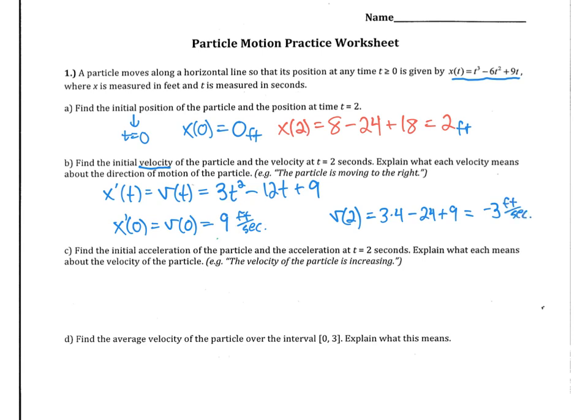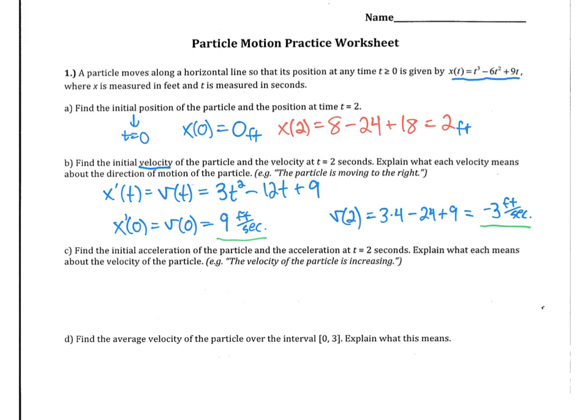What that number means, the 9 feet per second, is that because it's positive, the particle is moving towards the right. So at time 0, the particle is actively moving to the right of the number line. And for the other velocity, because it is negative, that means that at time 2, the particle is moving to the left.